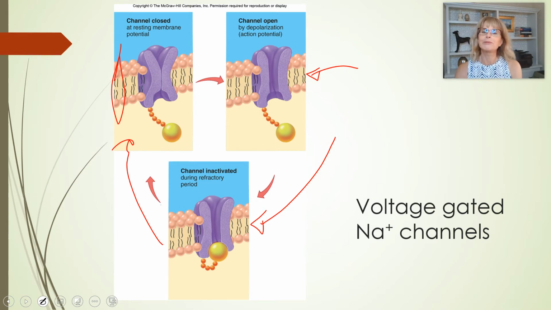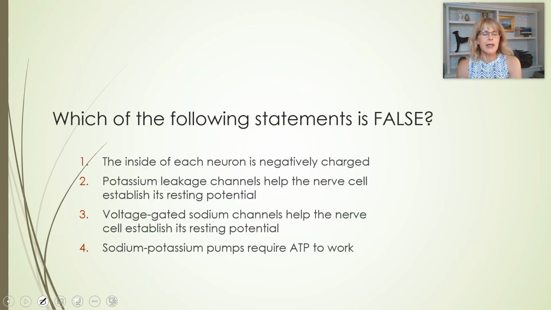Pretty cool, huh? All right, let's answer a question. Which of the following statements is false? You may want to just pause the video, look for the answer yourself. Otherwise, I'm going to walk through the question with you. Inside of each neuron is negatively charged. Okay, maybe you don't like the way I phrased that, but I wasn't trying to be tricky. It's true. So we're going to say that one is true.